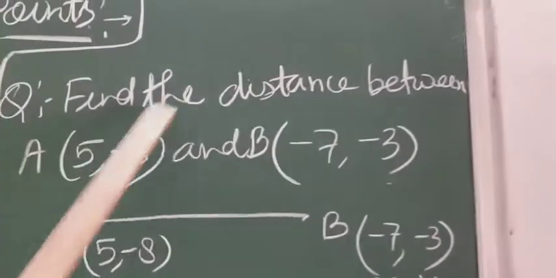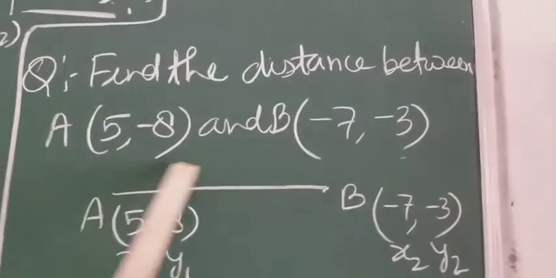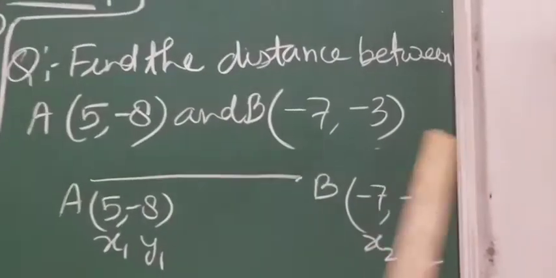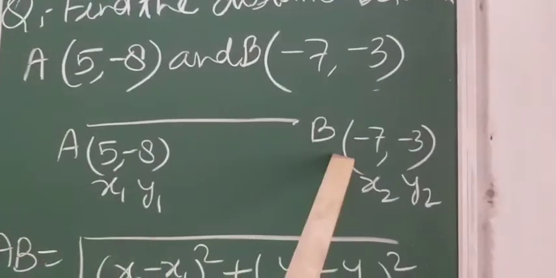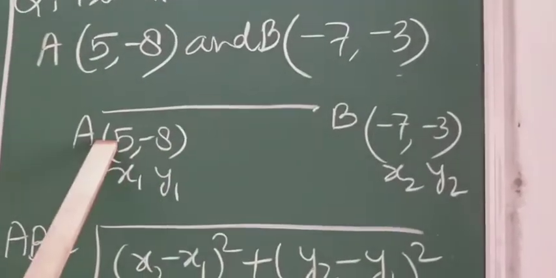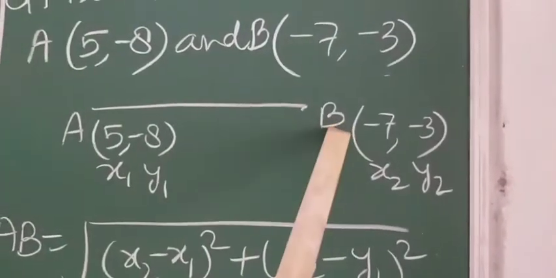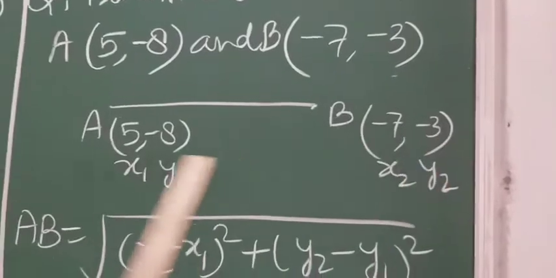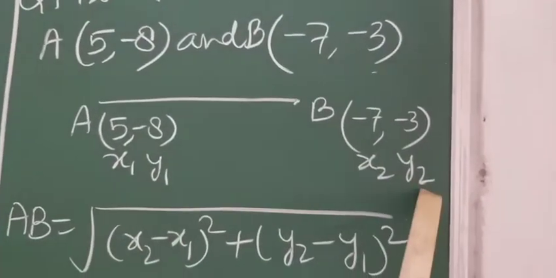Let us solve one question, students. Find the distance between A and B. A has coordinates 5, -8 and B has coordinates -7, -3. So this is point A, students, this is point B. The coordinate of point A is 5, -8 and the coordinate of point B is -7, -3. So it is x1, y1 and it is x2, y2.